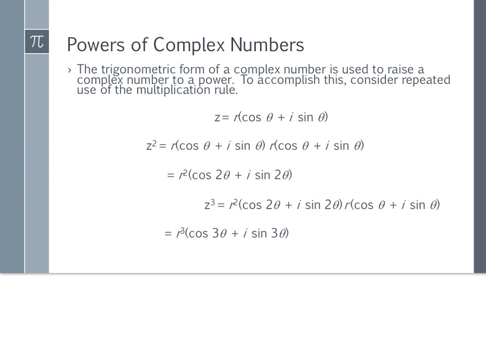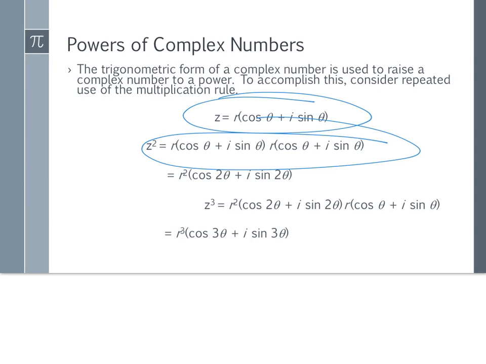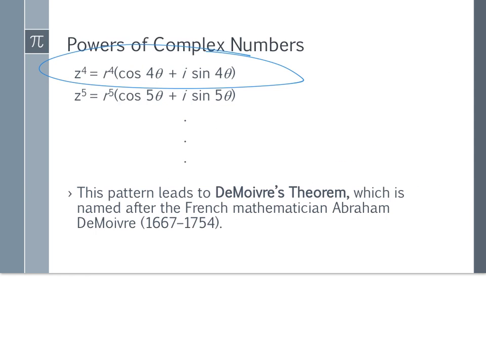Alright, so now let's take a look at a trig form of a complex number that's being used to raise a complex number to a power. So basically, let's take z equals r cosine theta plus i sine theta. When we go ahead and we FOIL that out, we're going to get, because it's the same angle, twice theta, or double angle for both cosine and sine. When it's to the third power and we FOIL this out, we get 3 times theta. When it's to the fourth power, we get 4 times theta, 5 times theta.